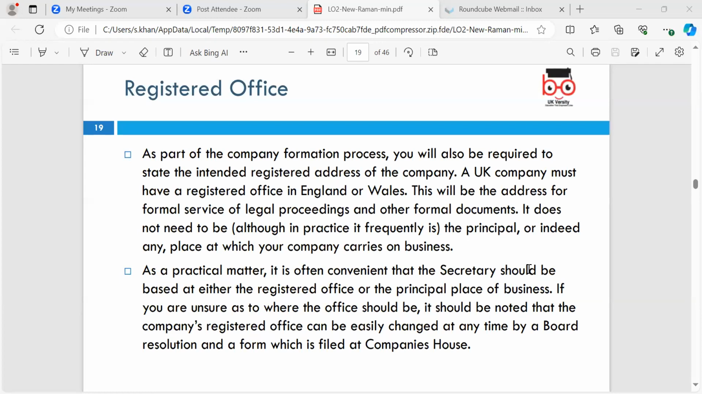As a practical matter, it is often convenient that the secretary should be based at either the registered office or the principal place of business. If you are unsure as to where the office should be, it should be noted that the company's registered office can be easily changed at any time by a board resolution or a form sent to Companies House.